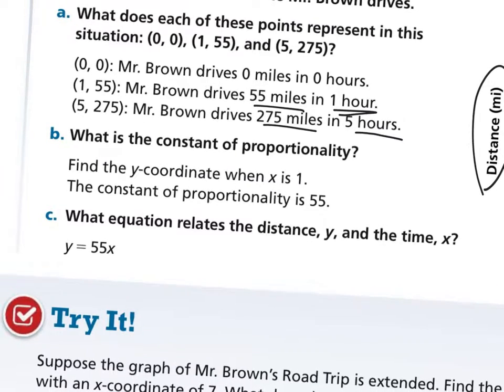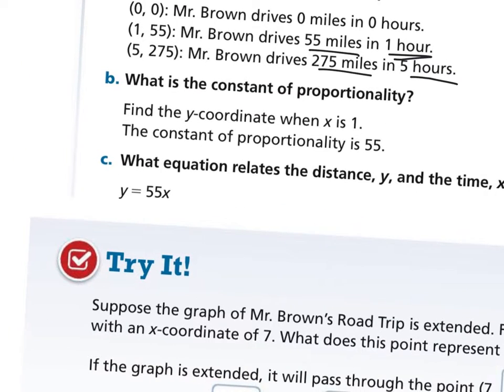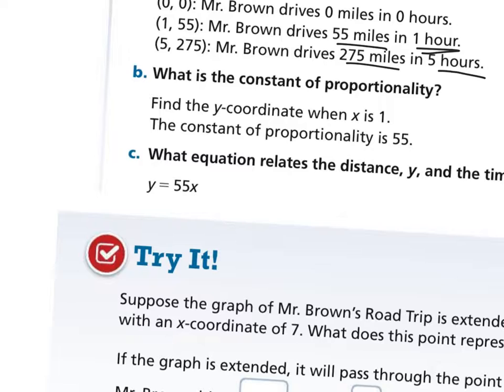And if I know 55 is my constant of proportionality, since it's proportional, our equation is like y equals kx. And so my equation then would be y equals 55x.